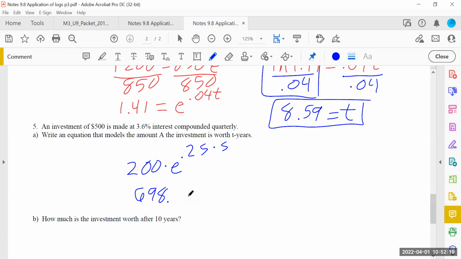Any questions about interest rates, credit cards, loans, anything like that? All right, you guys can pack up or start on the homework 1 through 7.